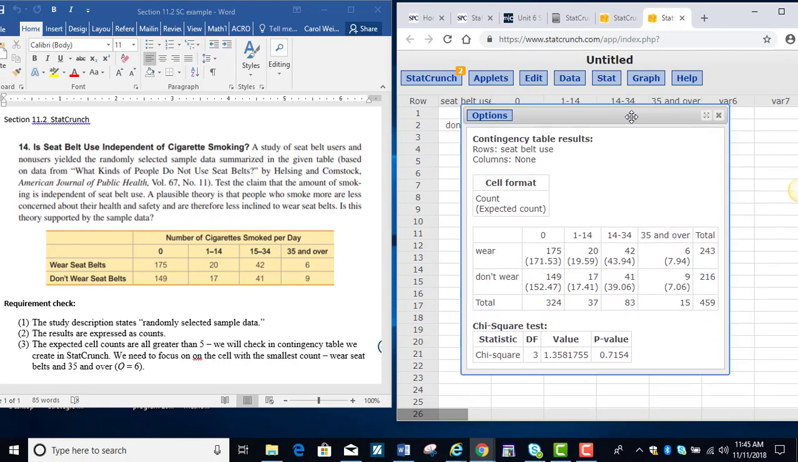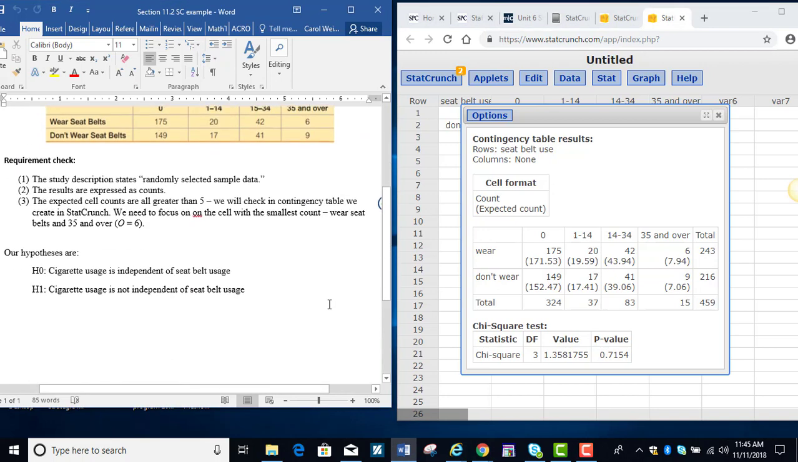Okay, so my expected cell counts, I look at the second number here in parentheses in each of the cells, and I notice that they're all greater than 5. And in fact, this is my smallest observed cell, and that would be the one I would be most concerned about in terms of expected cell counts, but they're all greater than 5. So I'm good to go.